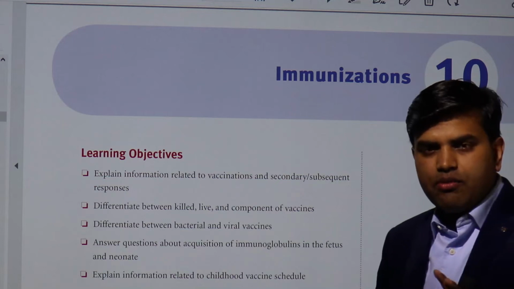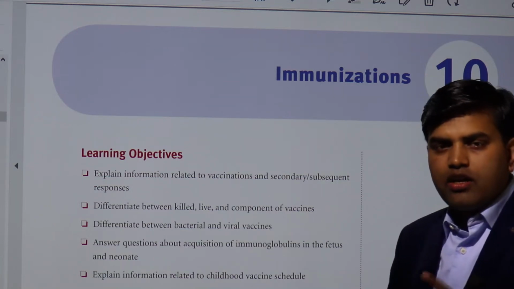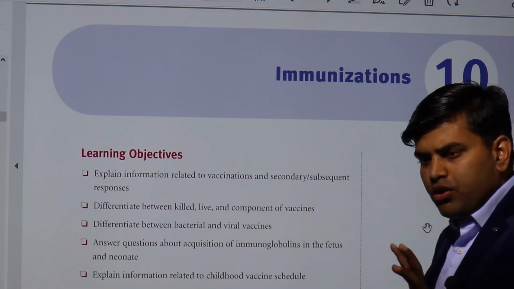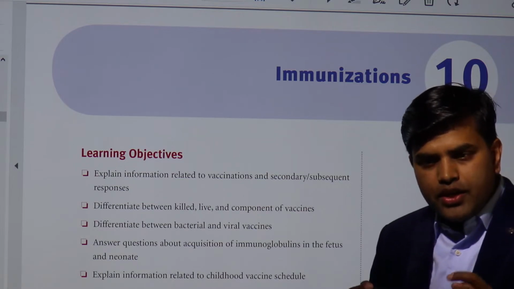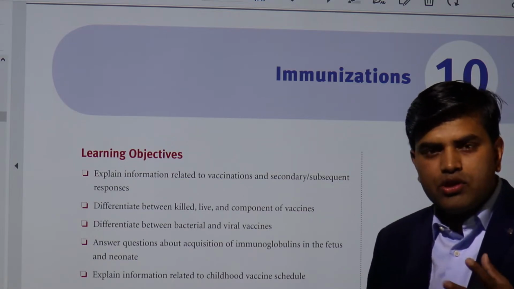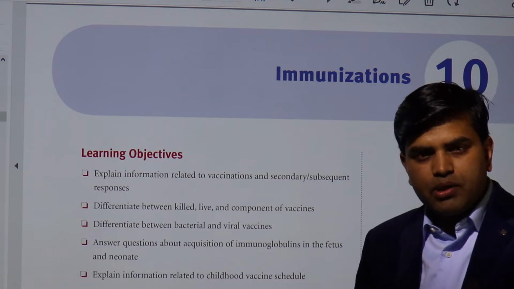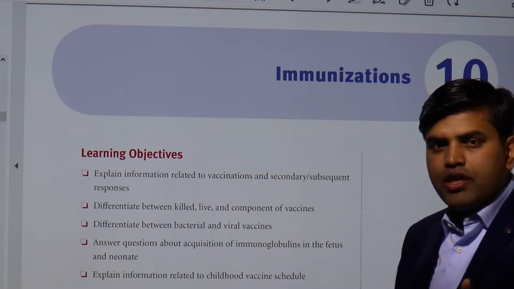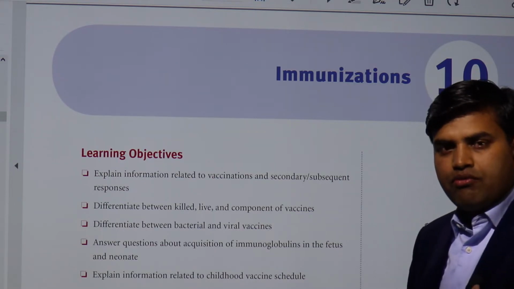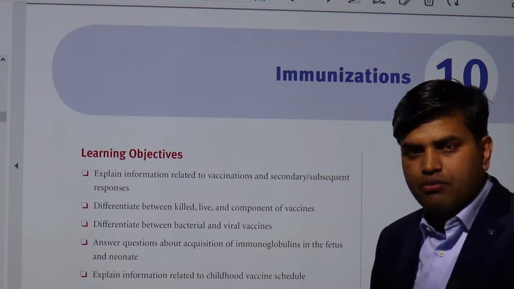About the two concepts: one is immune and another is immunization. Immune is a person who is cured from the disease. Suppose a person gets infected with hepatitis B infection, and in the course of time he overcomes the virus and clears the infection from the body.